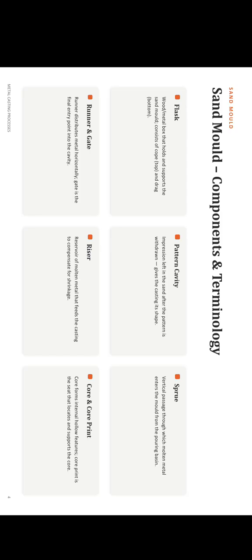Riser: a reservoir of molten metal that feeds the casting to compensate for shrinkage. Core and core print: the core forms internal hole features; the core print is the seat that locates and supports the core.